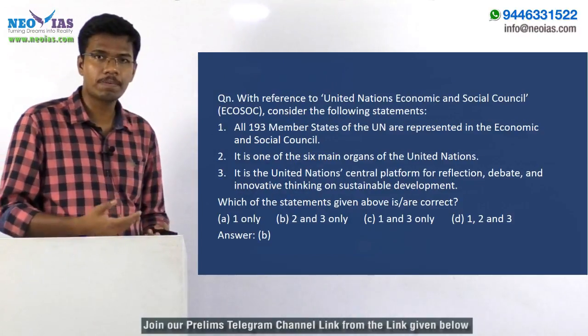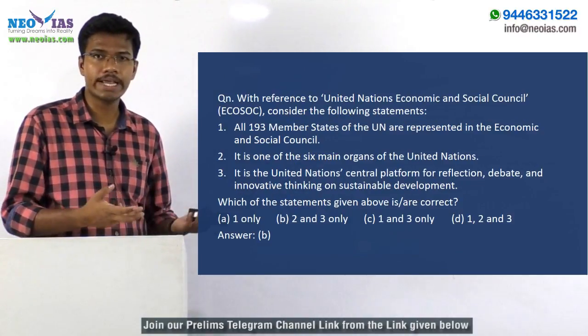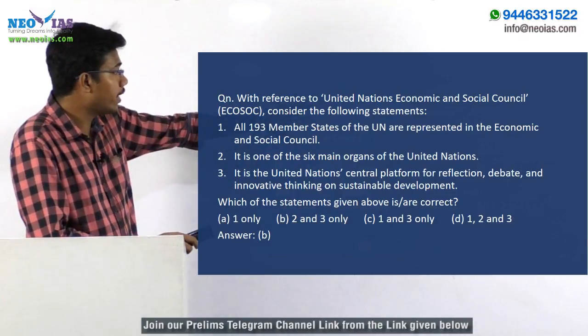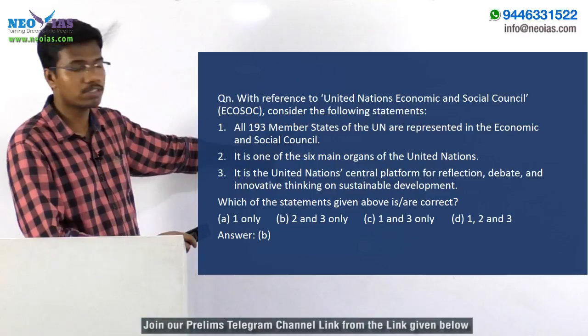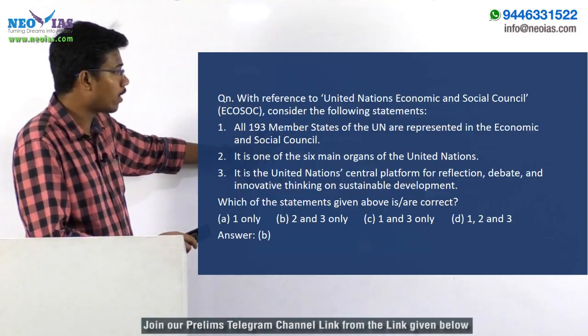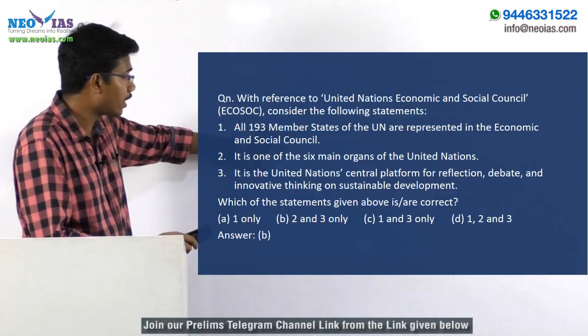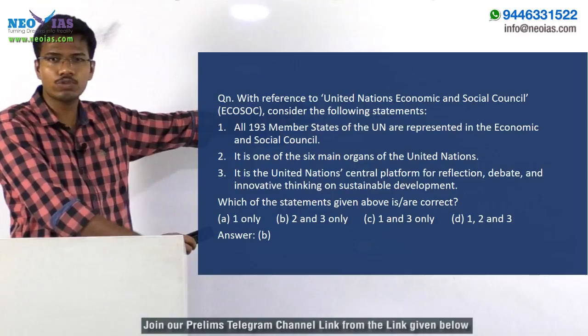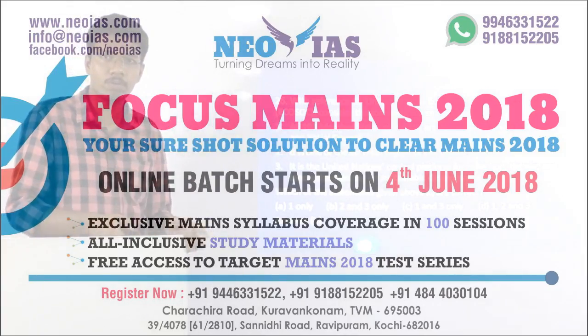Now we will try to solve a prelims model question on this Economic and Social Council. 3-statement question with reference to UN ECOSOC. Consider the following statements. Statement 1. All 193 member states of the UN are represented in the Economic and Social Council. See, is that right? How many members does the ECOSOC have? It has only 54 member countries.